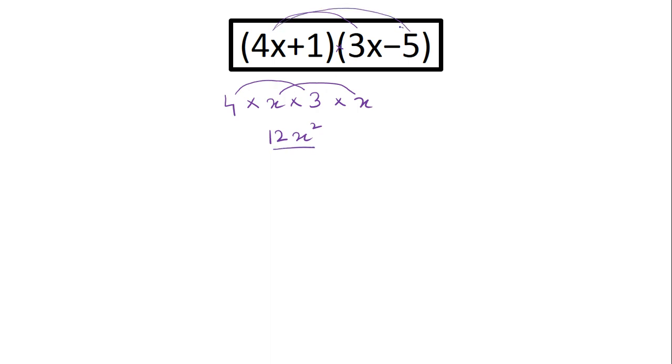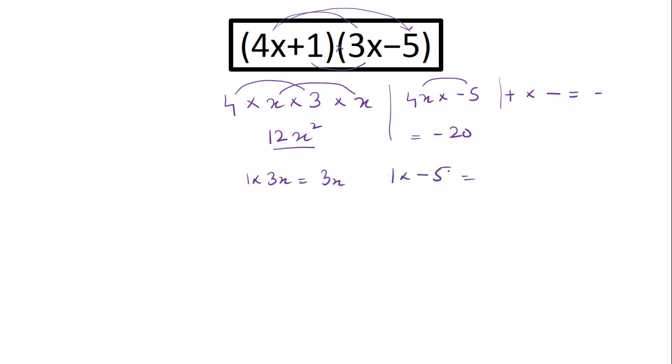Then I'm going to do 4x times negative 5. So 4 times negative 5 is supposed to be a negative 20, because a plus multiplied with a minus always gives the answer in minus. So which means that 4x times negative 5 gives me negative 20. Once I'm done with the first number, with first and second both, then I'm going to be doing 1 times 3x. So 1 times 3x is equal to just 3x, and then 1 times negative 5 is just going to be negative 5. Because again, positive times a negative gives me a negative answer, and negative 5.